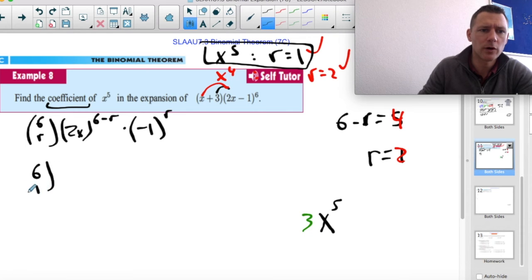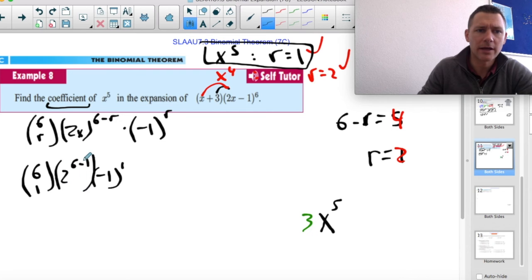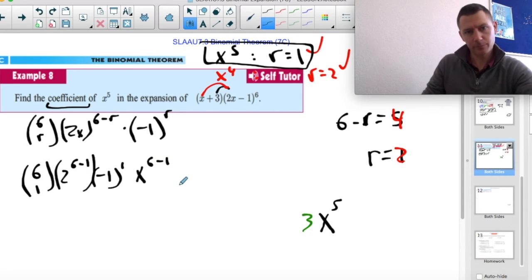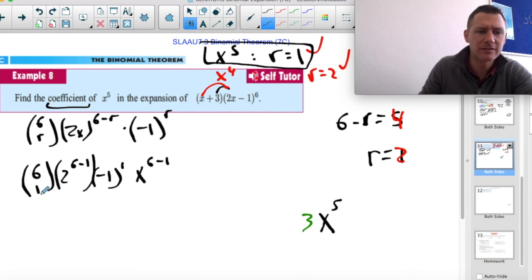You'll have 6 choose 1. This will be 2 to the 6 minus 1, and negative 1 to the 1. I didn't write the x to the blah blah blah in because it just wants the coefficient. We don't care about the x. Maybe you want to put it in just so you see it, right? x to the 6 minus 1. This is one term where you'll get the x to the fifth. And this is a negative 1, so this is going to be 6 choose 1. There's 6 ways to do that, 2 to the 6.